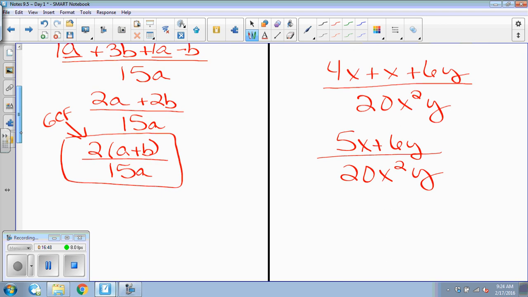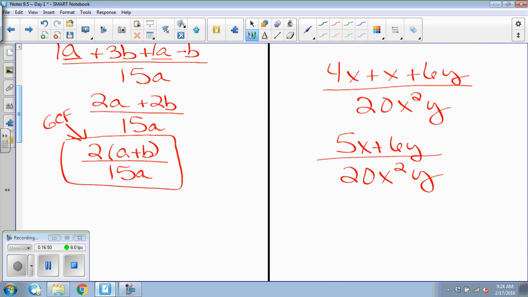Now, I don't have a greatest common factor I can factor out of here, so I'm done. That's as simplified as I can get it. Don't make the mistake of trying to cancel that 5 with that 20. It can't. It's not a standalone factor. All right? And so this is it.